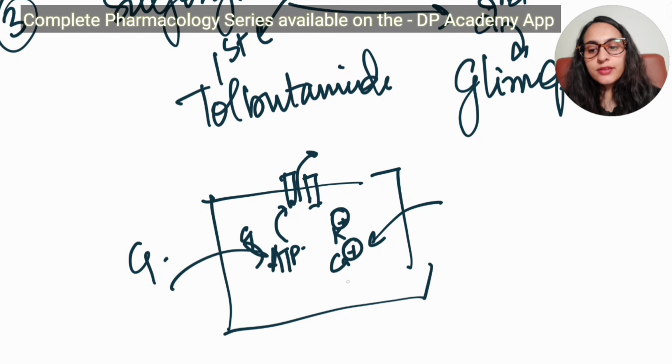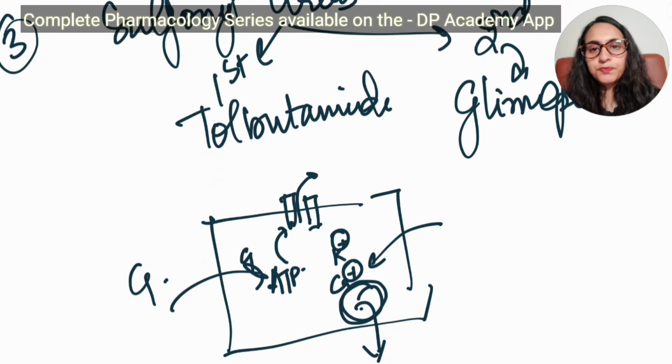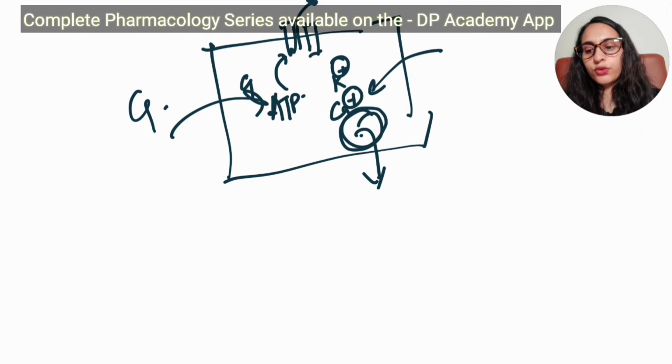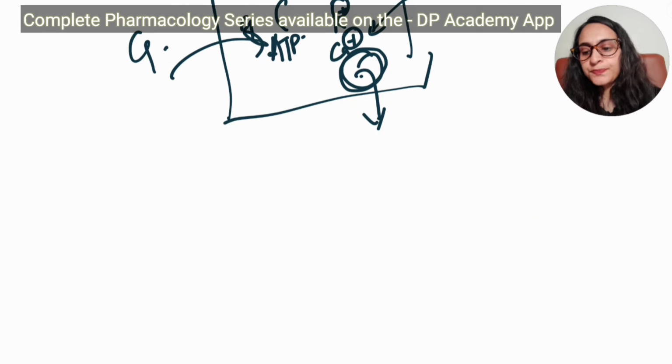When more calcium enters into the cell, it causes the stored insulin to be released outside, and therefore this drug also causes hypoglycemia. So this is the adverse effect of using sulfonylureas. This is how the sulfonylureas act, by releasing insulin through inhibiting the ATP-sensitive potassium channel. And this is how the insulin actually works.